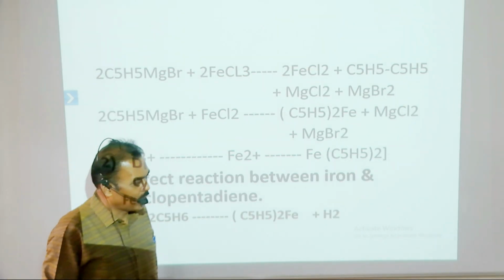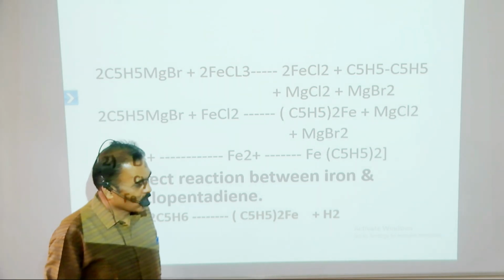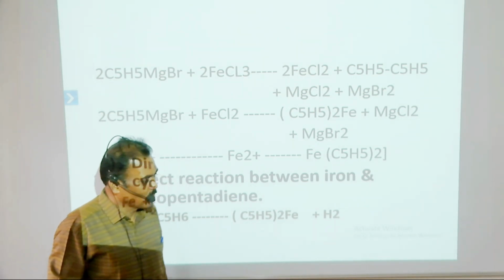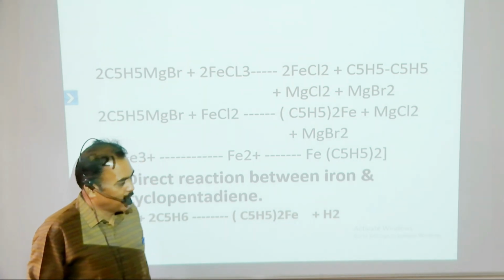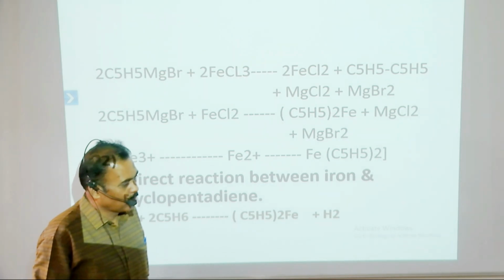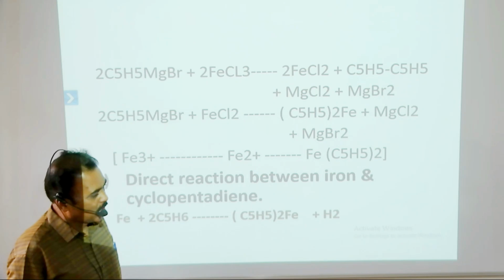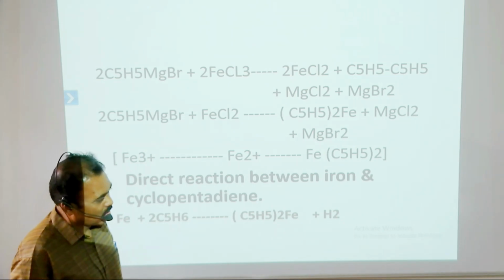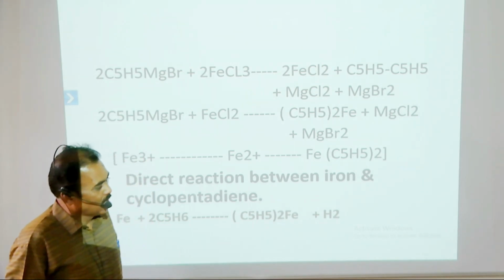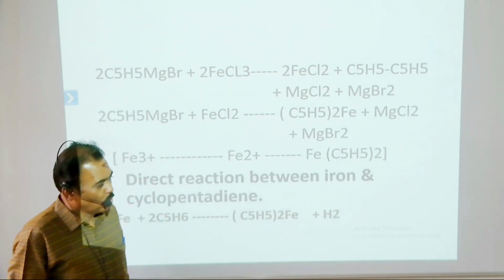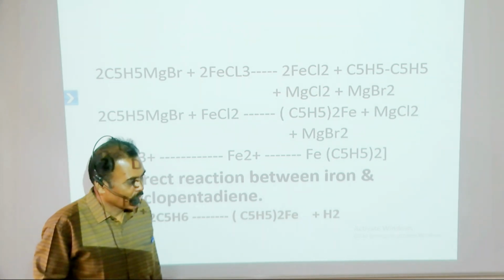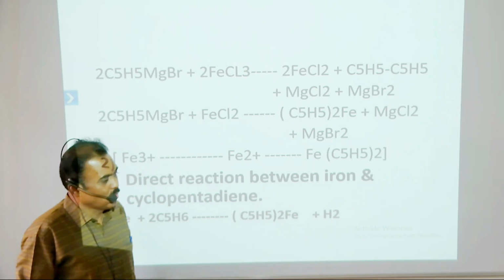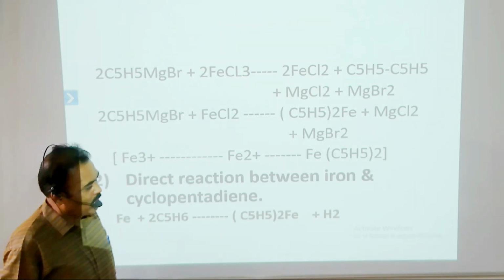So the reaction is 2C5H5MgBr plus 2FeCl3. It produces 2FeCl2 plus C5H5-C5H5 plus MgCl2 and MgBr2. Then 2C5H5MgBr plus FeCl2 produces (C5H5)2Fe plus MgCl2 plus MgBr2. So here (C5H5)2Fe, ferrocene, is prepared by using the first method, oxidation of cyclopentadienyl Grignard reagent. In that reaction, Fe3+ is first reduced to Fe2+, and then this Fe combines with cyclopentadienyl group and produces Fe(C5H5)2.